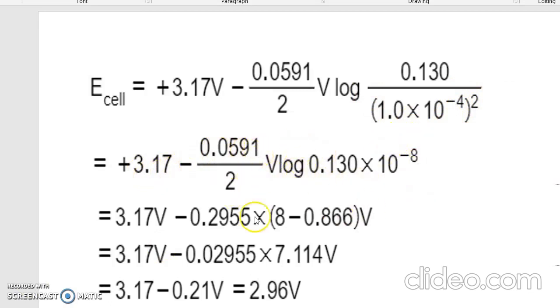This log value you solve separately. Log multiplication means you have to add the logs. Log of 0.130 plus log of 10 power minus 8. For log of 0.130, you have to refer to the log book for the value 13 and 0. Then log of 10 power minus 8. Using the power rule, minus 8 will come to the front. Minus 8 log 10. Log 10 value is 1. So minus 8 into minus, that will become positive. That is why here 8 is written. 8 minus 0.866 volt. So when you solve all this, the final answer is 2.96 volt.